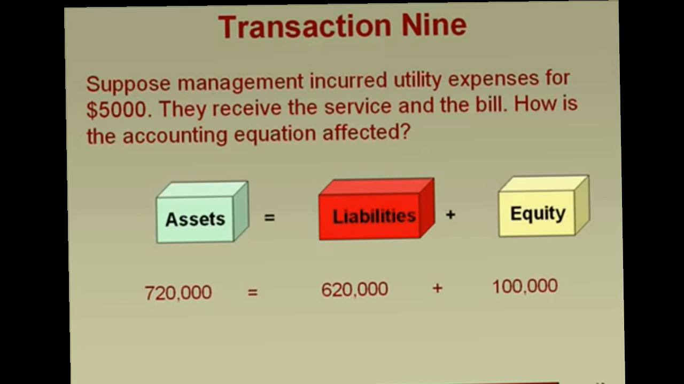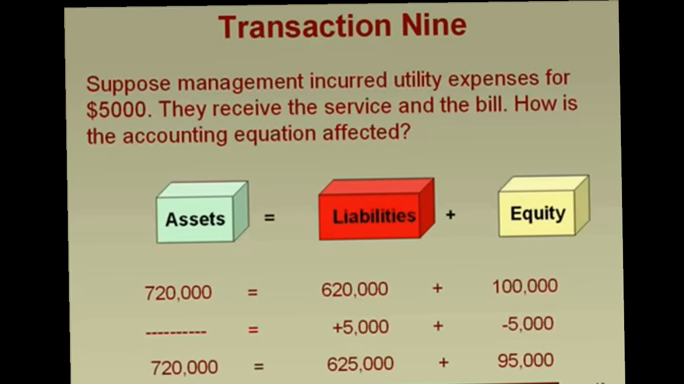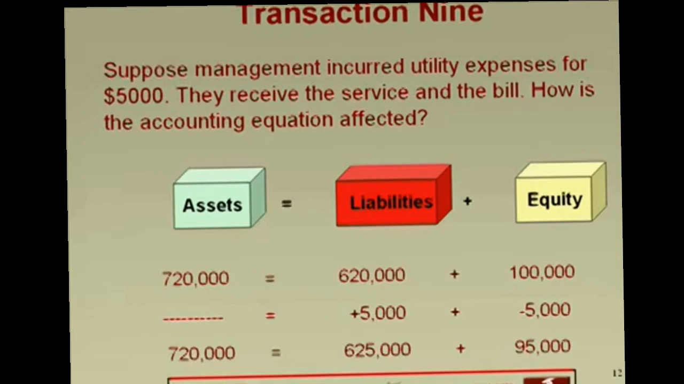Assets are not touched. So here is how it looks. Liabilities increase $5,000. Equity decreases $5,000. So the final balance looks like that. Assets $720, liabilities $625, equity $95,000. This was a tricky one, so if you got it wrong, don't worry. Let's try the next one.